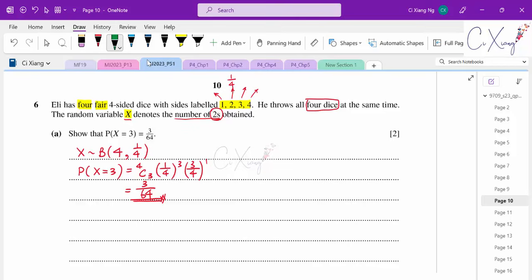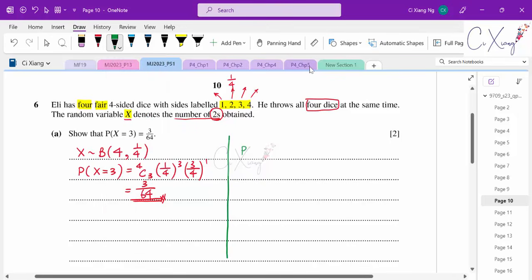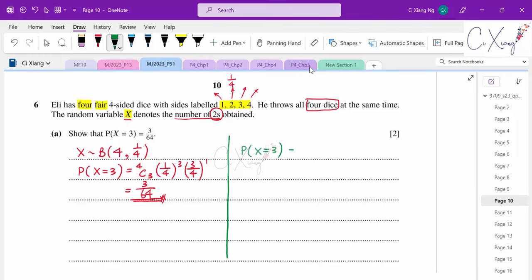Alright, okay, so let's say you're not able to observe and get the idea that this is a binomial distribution, then the other method is you can list out the probabilities one by one, but of course you need to consider the number of arrangements involved. Okay, so as an example, if I want to calculate the probability for x equals 3, I'm having 4 dice in total, right? So that means out of the 4 dice, I need to have three 2s.